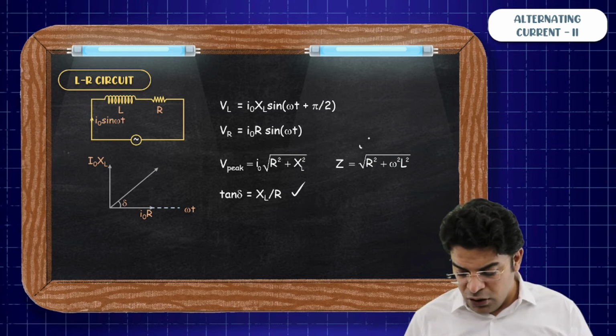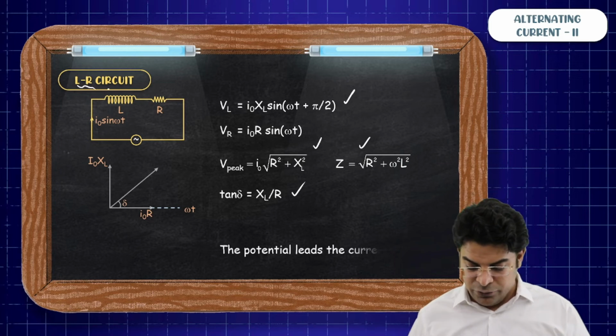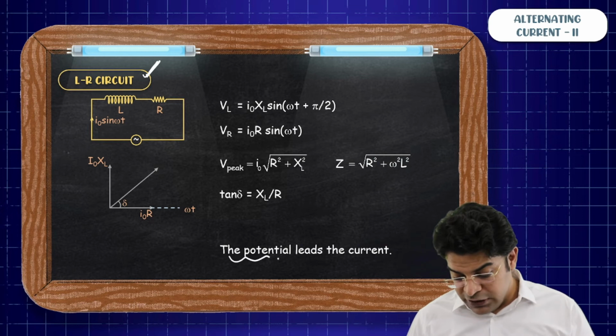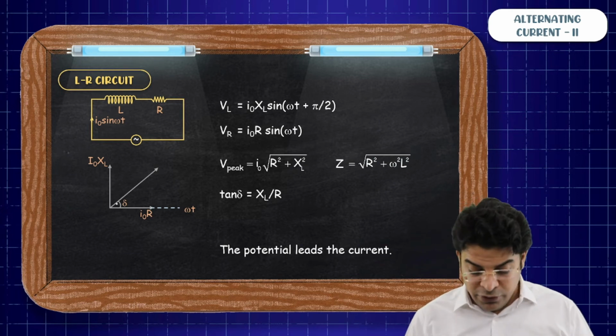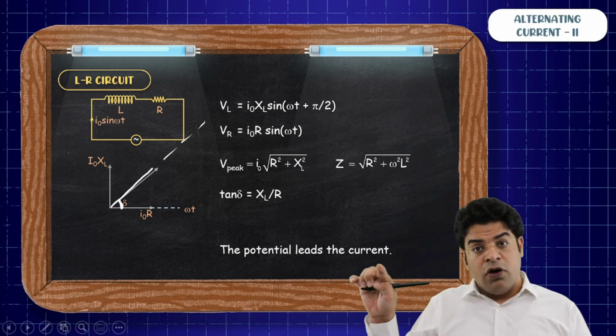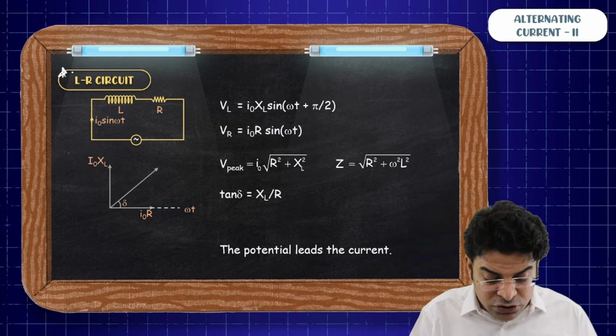Now once you know all these things, you are equipped to solve questions based on the LR circuit. Do understand that in an LR circuit, the potential leads the current, because we found the phase of potential to be ahead of the phase of the current. Let's do some questions based on the LR circuit, and from here questions come very often.